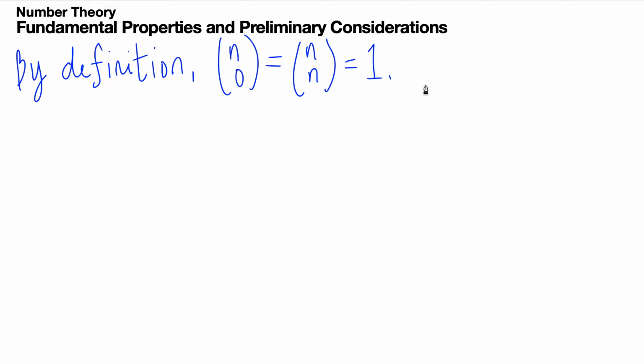The following theorem shows an important recurrence relation satisfied by the binomial coefficients. It is called Pascal's identity, of course, after the great mathematician and philosopher Blaise Pascal. So let's state this formally. Theorem: Pascal's identity.